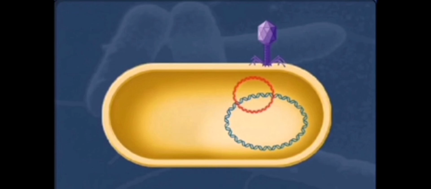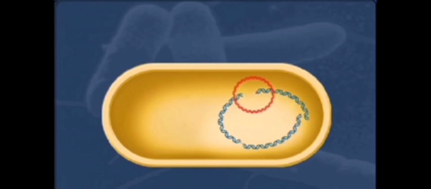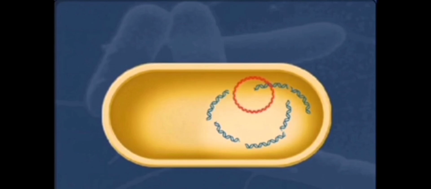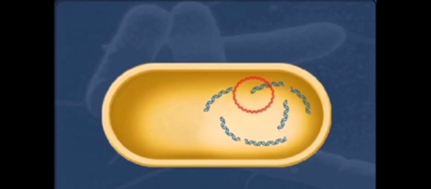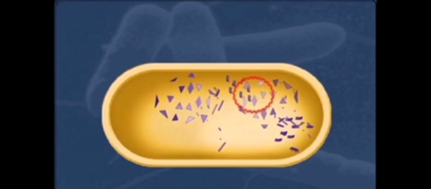And if we see what happens from this point on, we'll now see that the host DNA has been destroyed. The genes in the phage DNA directed the host DNA to fall apart. And so now the only DNA that's left in the bacteria is the DNA from the virus. And I'm sure you can figure out what's going to happen from this point on.